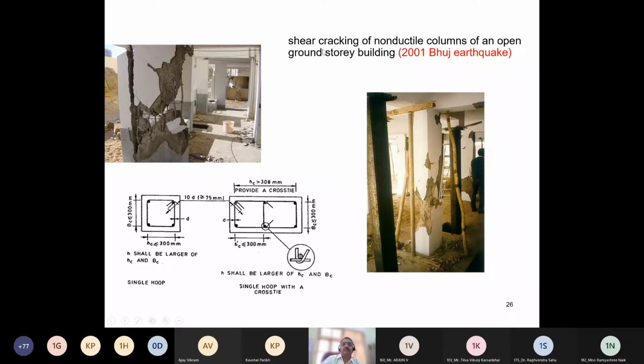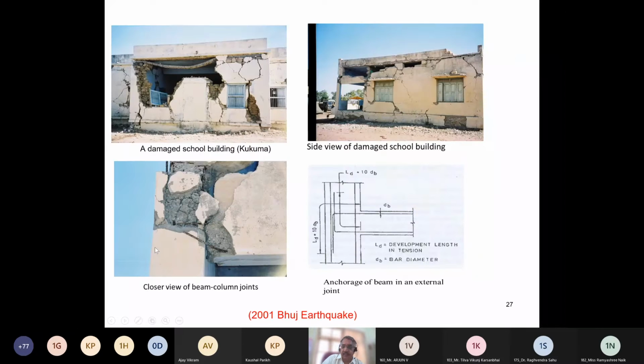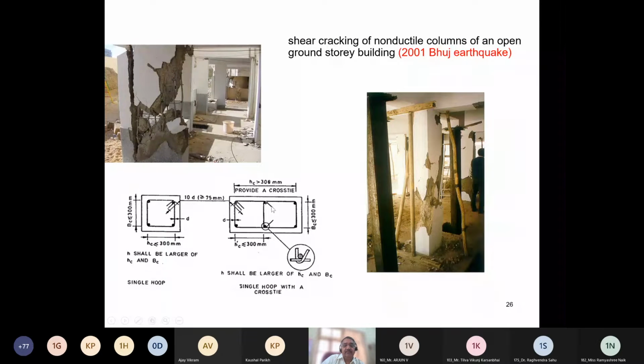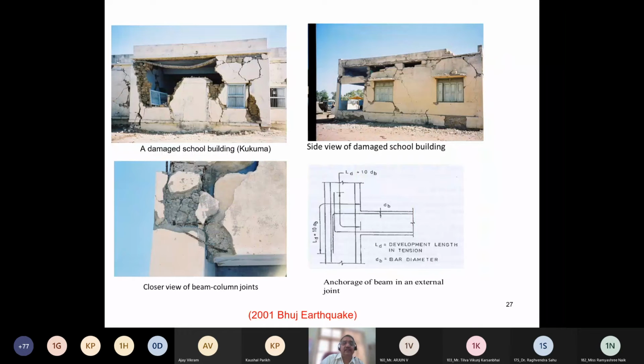Then shear cracking of non-ductile columns of open ground story buildings. You can see this is a ball pen here. So the spacing of stirrups is more than 150 mm center to center. And in this building, we don't see any stirrups at all. The code specifies 135-degree hooks, and also this length is specified as 10 times the bar diameter. This is when the cross section is less than 30 centimeters or 300 mm. And when it is more than 300 mm, it is recommended to provide these kinds of cross ties. So by providing these 135-degree hooks and at closer intervals, we can avoid shear failures.